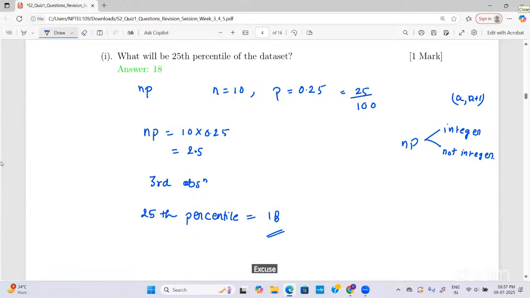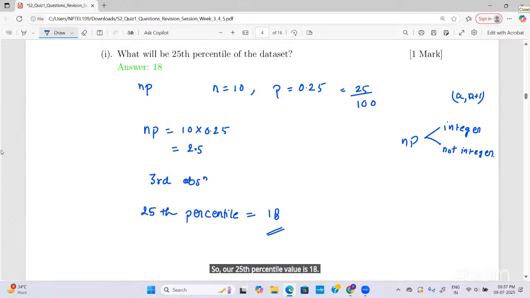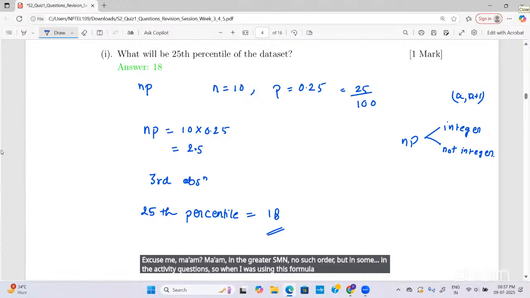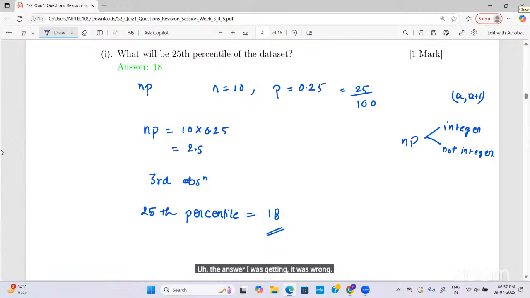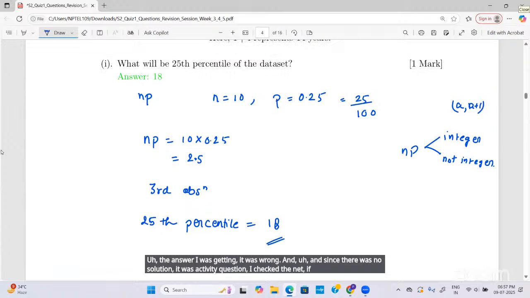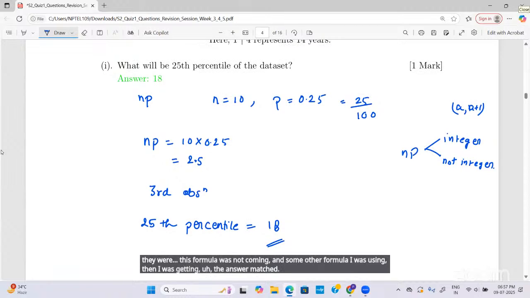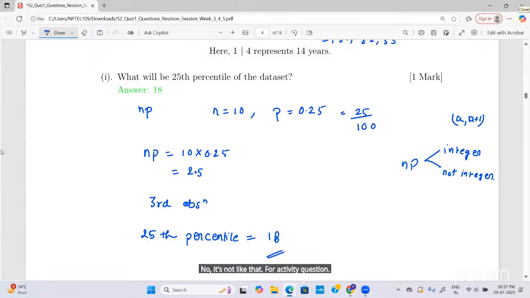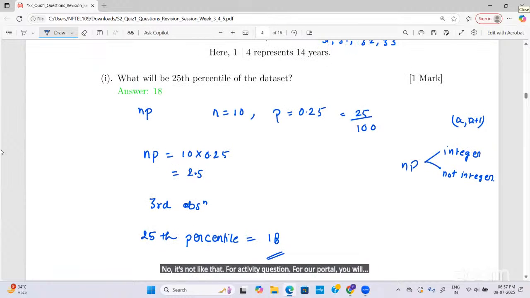Ma'am, in the graded assignment, no such problem, but in some of the activity questions, when I was using this formula to calculate percentile, the answer I was getting was wrong, and since there was no solution, it was an activity question, I checked the net. This formula was not coming up, and some other formula I was using, then I was getting the answer matched. No, it's not like that. For activity questions, for our portal, you always use this formula only, and you will get the correct answer.